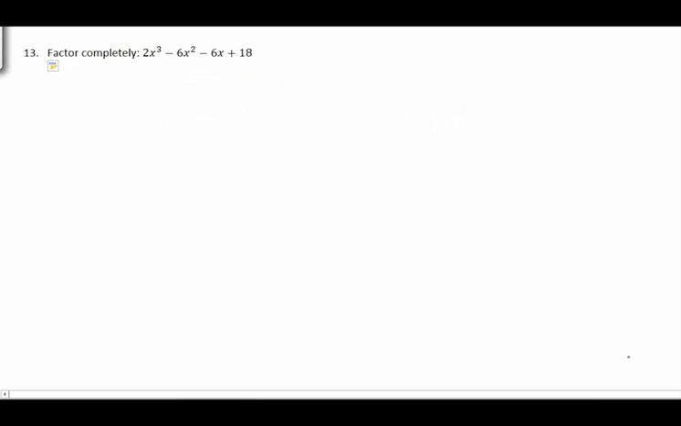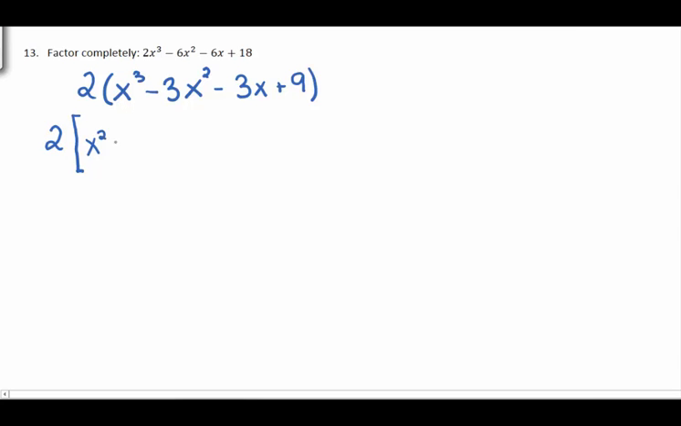Number 13 wants us to factor again. This time, you'll notice that they all have a 2 in common. This leaves me with x cubed minus 3x squared minus 3x plus 9. From here, I want to look at factoring by grouping, since I have 4 different terms. The first 2 have an x squared in common, and I'm left with x minus 3.